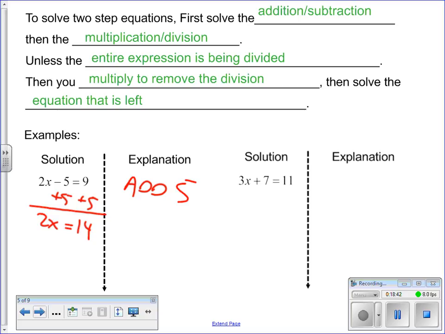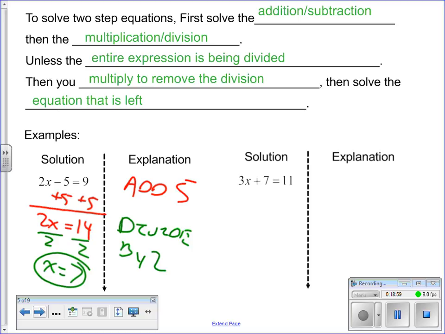And it's called a two-step equation because I have to do 2 steps. What's my second step? Divide by 2. And write that one down. So I divide both sides by 2, and I get x equals 7. Yay. Easy peasy.